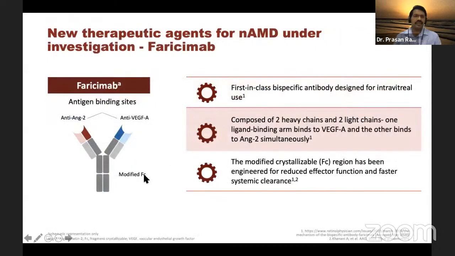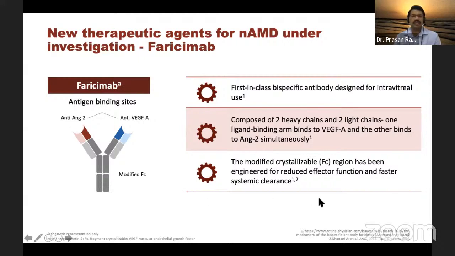So in the next few slides, we'll see how these medications have been doing in terms of treatment in neovascular AMD. Let's talk about faricimab. It's the first in class bispecific antibody, designed for intravitreal use. It primarily binds to VEGF-A and to Ang2. Ang2 is a protein which binds to the Tie2 receptor, and it causes an increase in inflammatory cytokines and release of fluid and leakage. So anti-Ang2 helps to stabilize and prevent leakage in neovascular AMD.